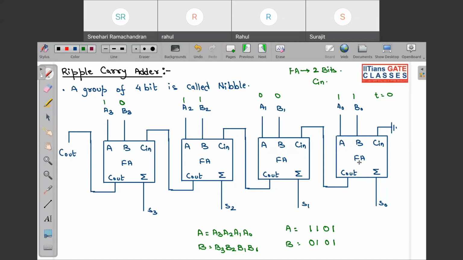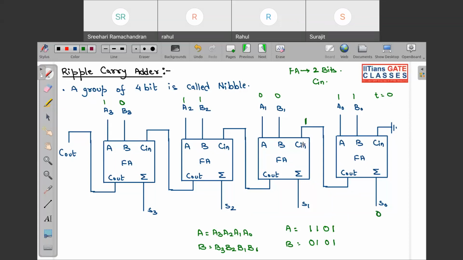Now assume this is an ideal ripple carry adder. What do we mean by ideal? That none of the full adders have delay. Then all these bits will be added immediately. Immediately you will get A plus B equal to 1 1, so sum will be 0 and carry will be 1. At t equal to 0, as there is no propagation delay anywhere, this will immediately be 1.